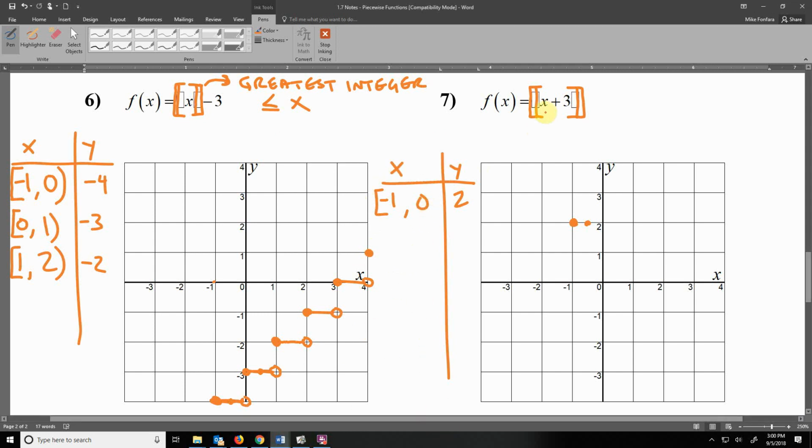So when I put in a 0 plus 3, I get 3. Greatest integer less than or equal to that is 3. So once I put in a 0, I have an output of 3. So from -1 up to, but not including 0, I had an output of 2. Starting at an input of 0, I have an output of 3, all the way up to, but not including, a 1. Because if I put in 9/10, 9/10 plus 3 is 3 9/10. Greatest integer less than or equal to 3 9/10 is 3. But once I put in a 1, it's going to change. So that shows us our pattern.